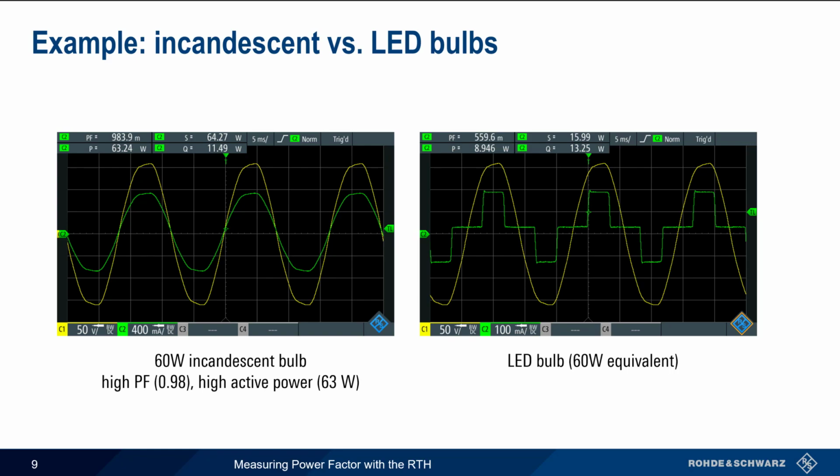The trace on the right shows that the LED bulb draws current as pulses, not sinusoids, so it's only consuming about 9 watts. But this nonlinear behavior also causes its power factor to be substantially lower, at only about 0.56.